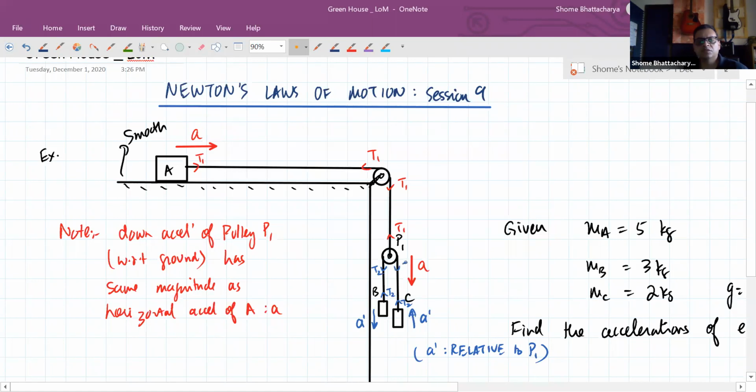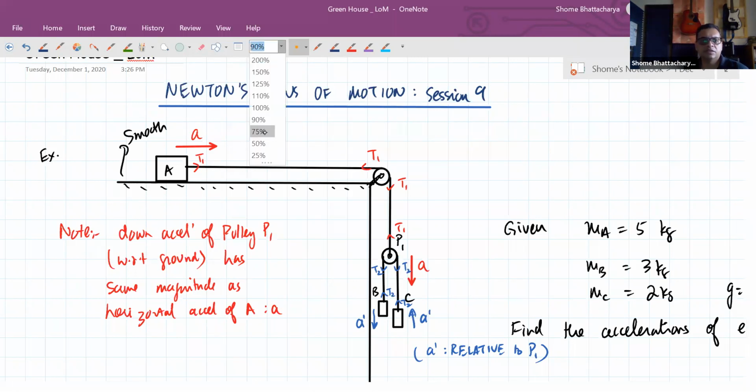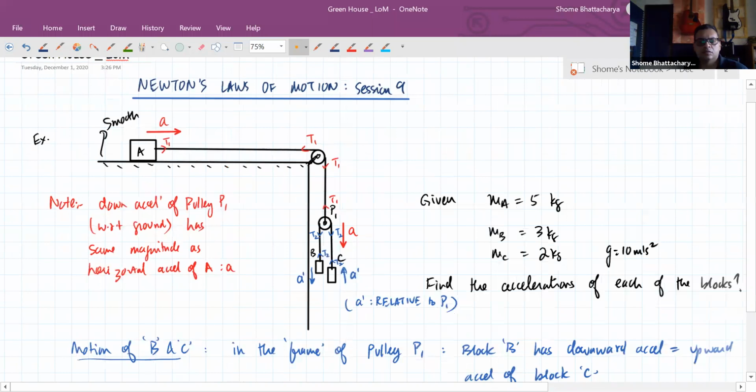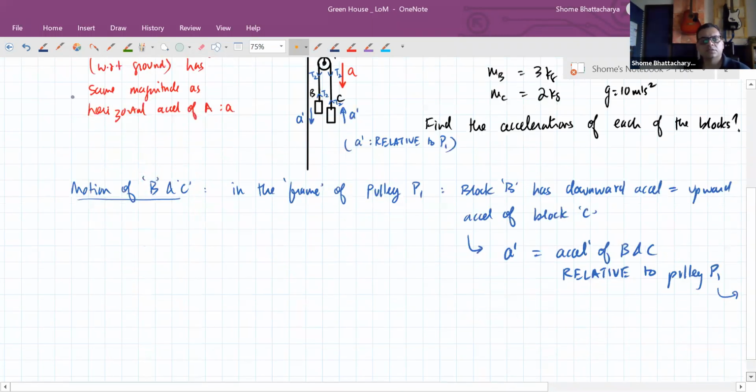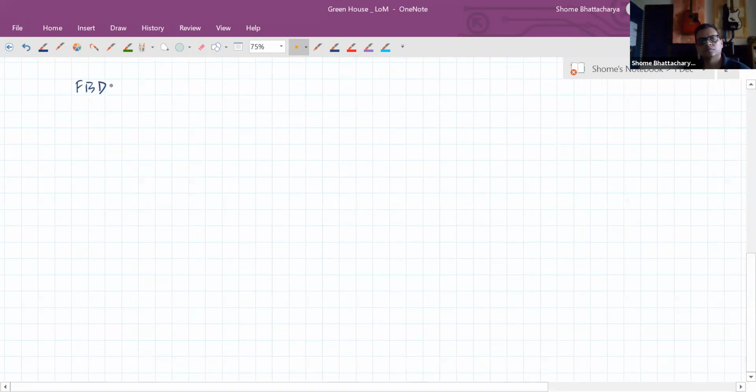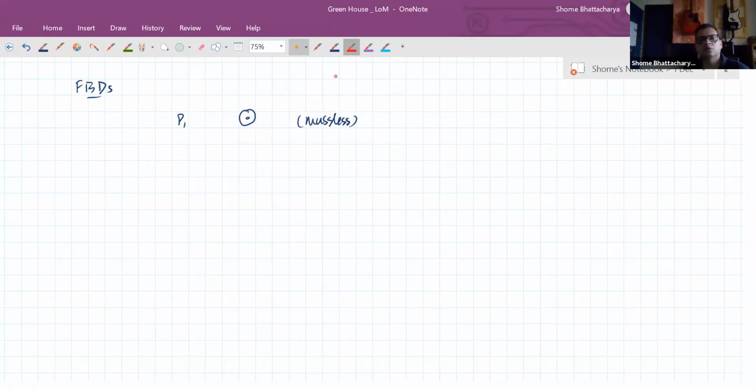So the first thing we'll do is the relationship between T1 and T2, because the pulley P1 is massless. That thing we had learned in the last lecture will come into play. Now let us look at the free body diagrams. Firstly, look at the FBD of pulley P1. Pulley P1 is massless, so even though it has a downward acceleration A, it does not matter. That means the net force on it must be 0.